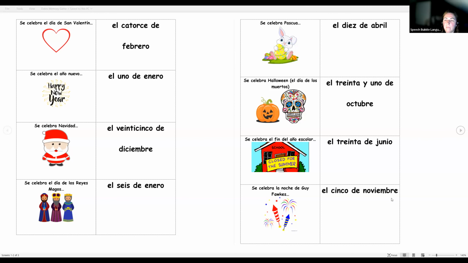El 5 de noviembre. Guy Fawkes. La noche de Guy Fawkes. La noche, the night of Guy Fawkes. Muy bien. Okay. So those are just some of the things that happen.